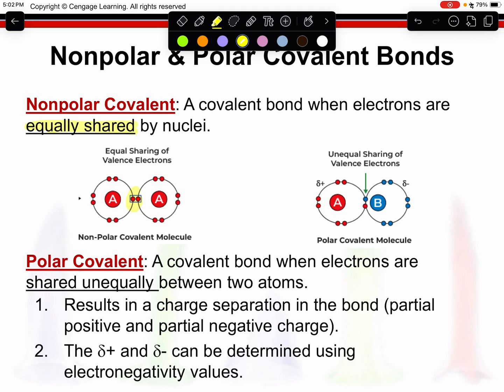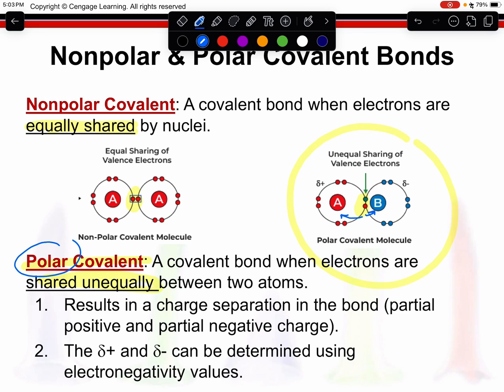Now, what's a lot more common here is polar covalent. Polar means someone is pulling more than the other. Polar, pulling. So it is a covalent bond when electrons are shared unequally. And you can see that here over on the right side. And you can see that these electrons, although they're being shared, they are a lot closer to the B atom than they are to the A. So because it's not equal, it is polar. Okay, polar covalent. So it's still being shared, it's just unequally.